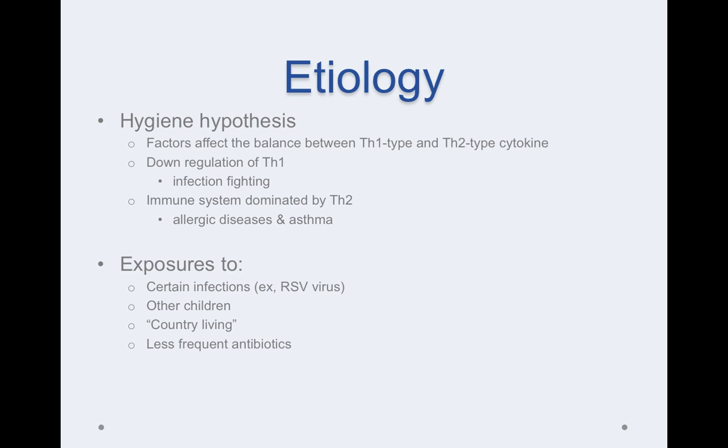There are many factors early on in life that can affect the development of asthma, including certain infections such as viral infections, exposure to other children, environments such as country living, and those who have exposure to less frequent antibiotics. In the next slide, we'll discuss which of these may in fact be protective versus risk factors to the eventual development of asthma.